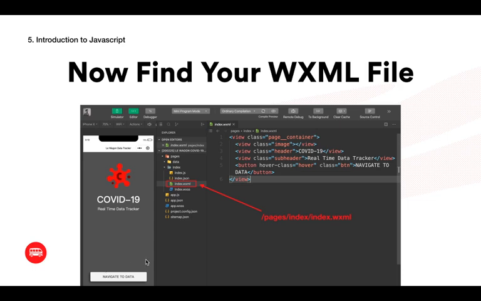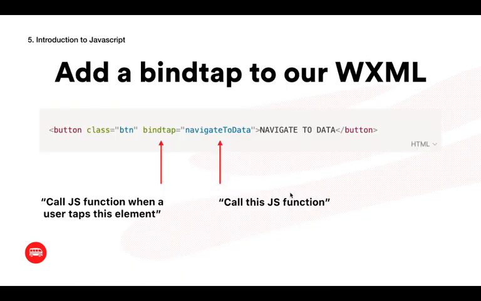Now, how do I know that? Because it's a button element, as you can see on the bottom. Also, I'll show you a trick later on for how to identify elements on your page. But also, we can see that the content is "navigate to data". The content here is navigate to data. Okay.